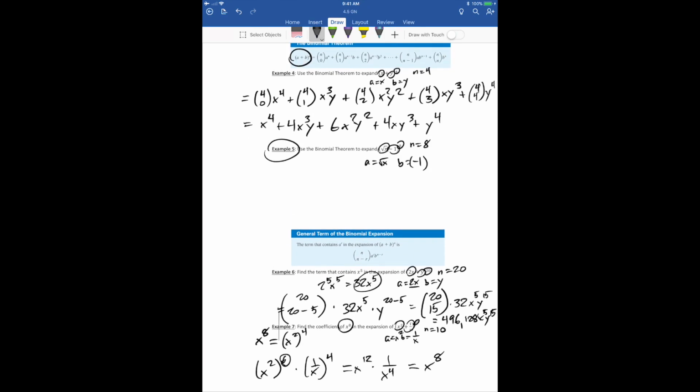That means I'm raising x squared to the r power, so r has to equal 6. If r equals 6, then my coefficient is from this. n is 10. Choose 10 minus 6, which is 10 choose 4. And 10 choose 4 is 210. So that's the coefficient of x to the 8th in this expansion.